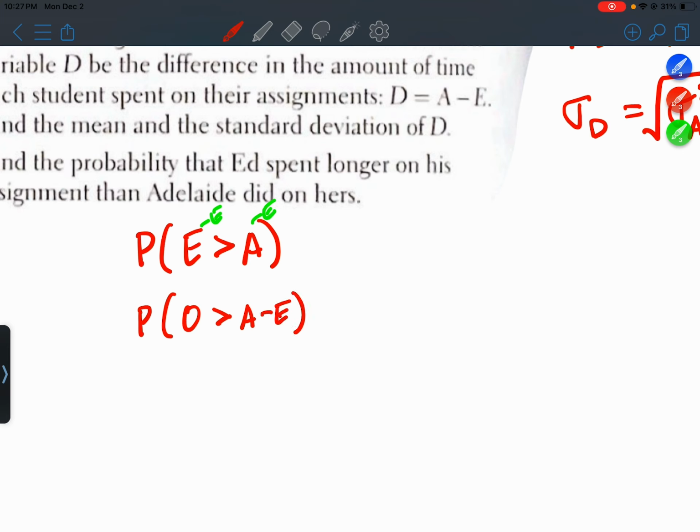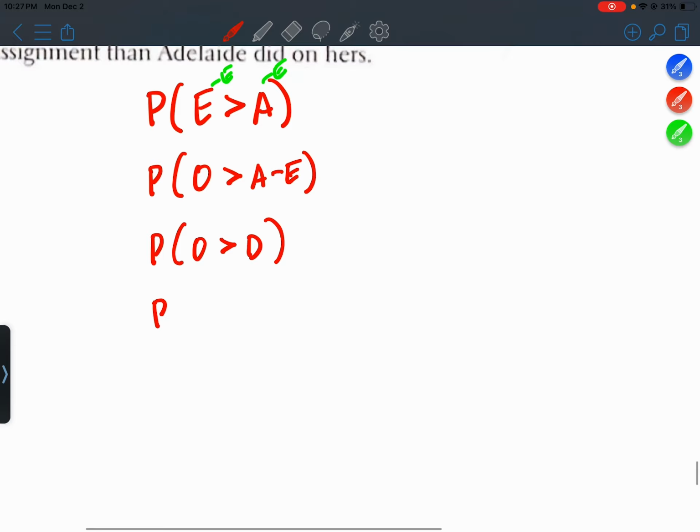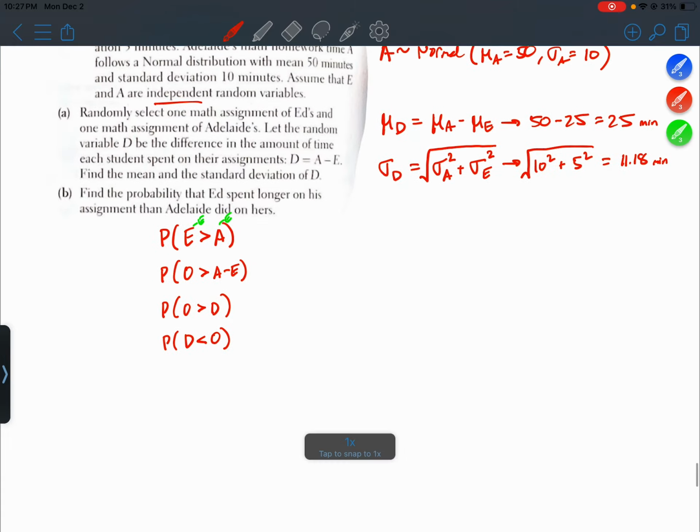I'm just using algebra to do some rearrangement. Why did I do that? My goal was to get to A minus E because I know A minus E is equivalent to D. So now I can write this as the probability that 0 is greater than D, which is the same as saying the probability that D is less than 0. So this is what we're going to try to find. What's the probability that the difference in Ed and Adelaide's times is negative?